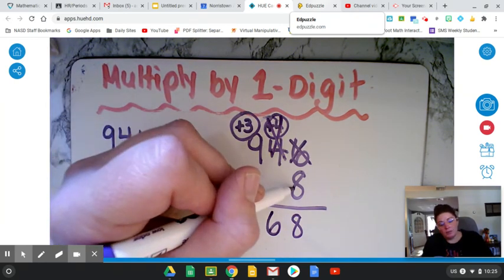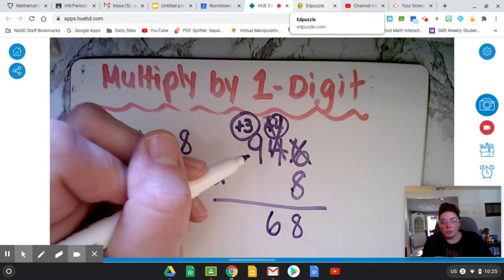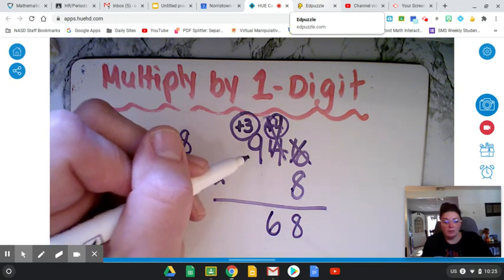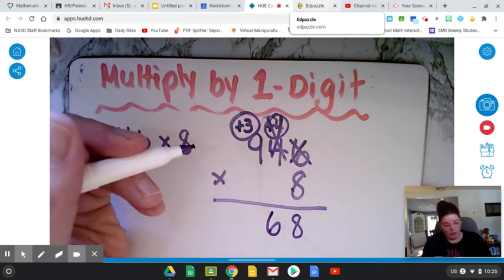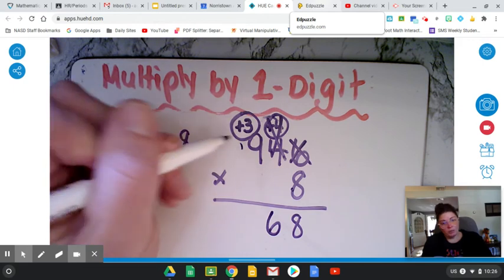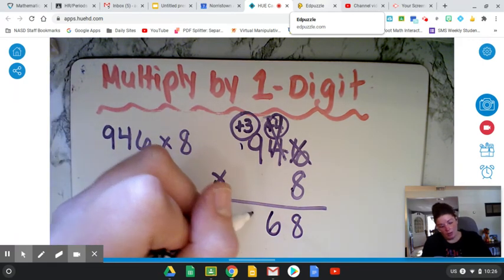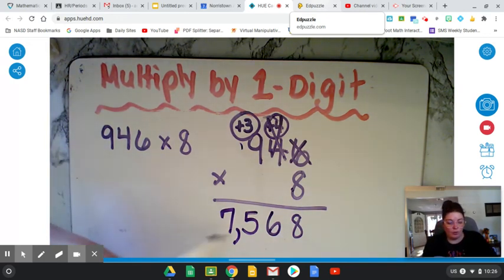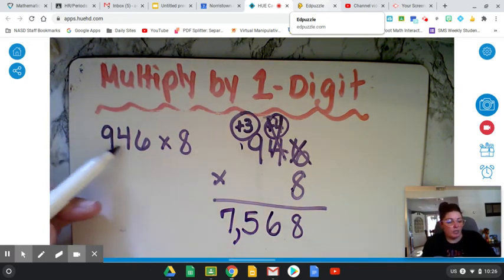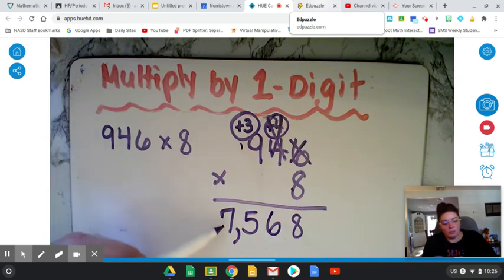Lastly, 8 times the hundreds place, or 8 times 9, is 72. Plus 3 more gives us 75. There's nothing else, so we don't have to carry. We can just write 75 as our part of our product. So 946 times 8 equals 7,568.